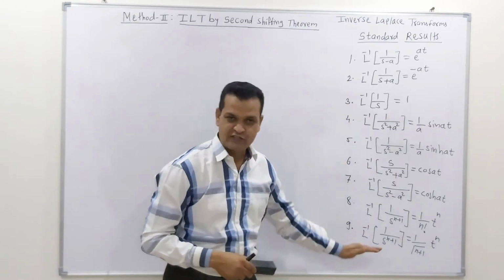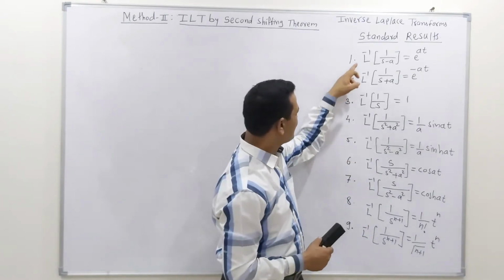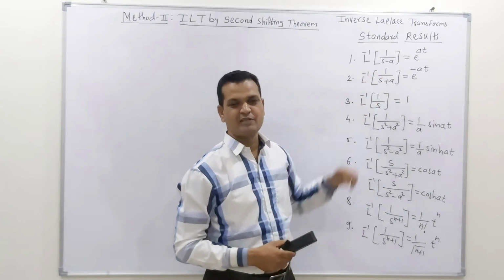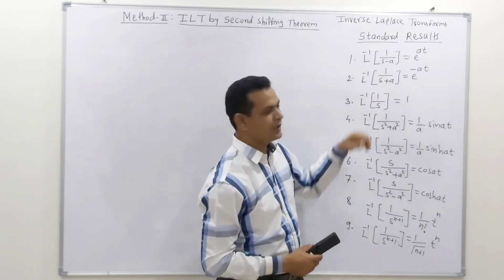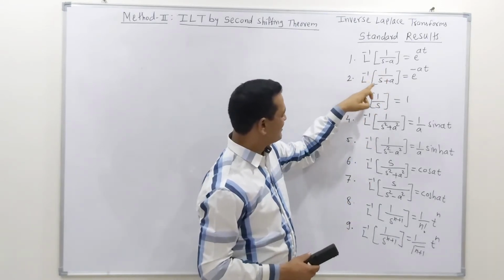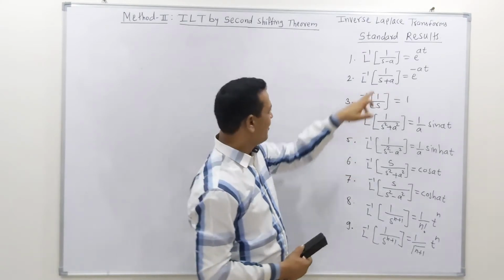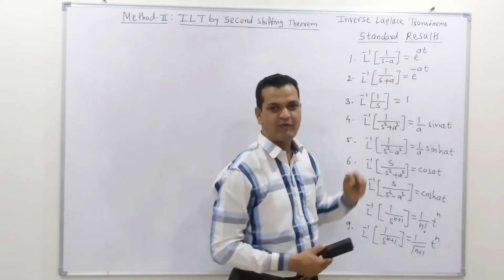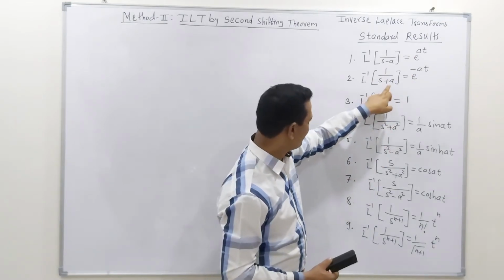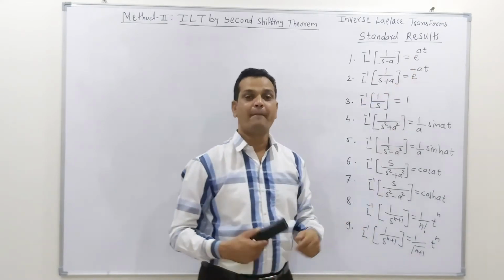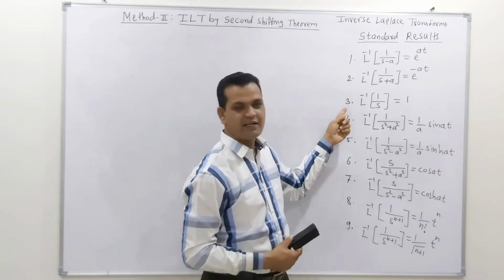So let me revise all these results once again. Inverse Laplace transformation of 1 upon s minus a is e raised to at. Then inverse Laplace transformation of 1 upon s plus a is e raised to minus at. When minus is there, the power is plus. When plus a is there, the power is minus. Then this is the standard result.